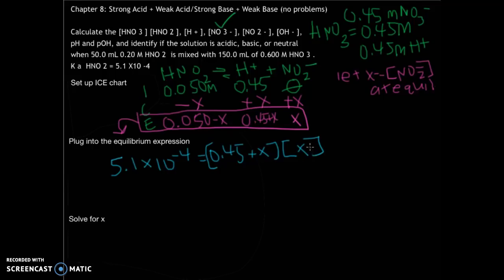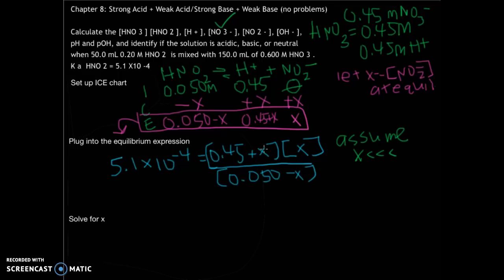There's my other product, X, over 0.050 minus X, so my reactants. And now what do we do? How do we make life easier? Let's change my color again. Ooh, this one's really colorful. I like this one. Assume X is much smaller.